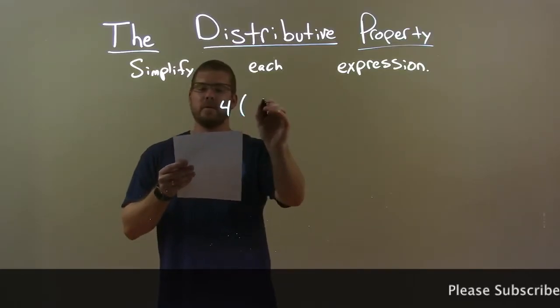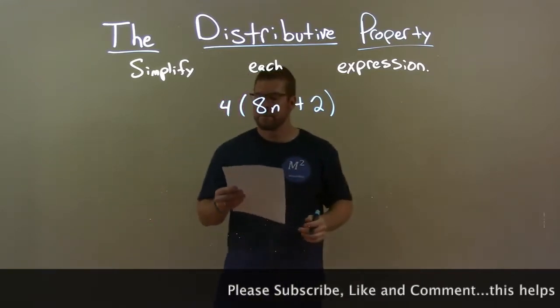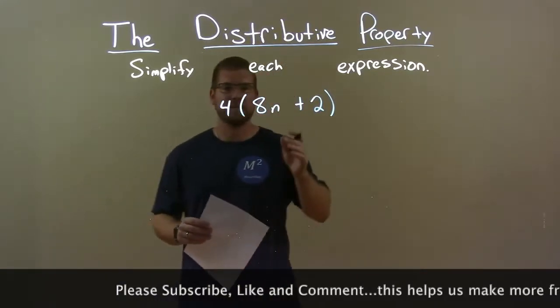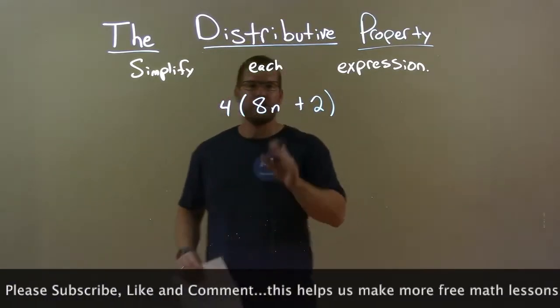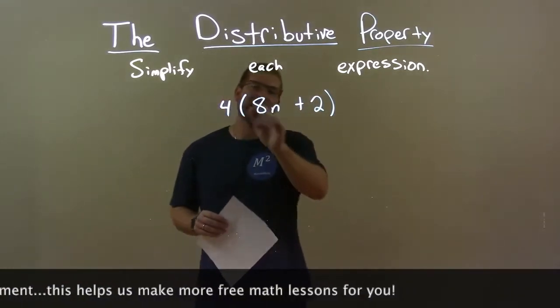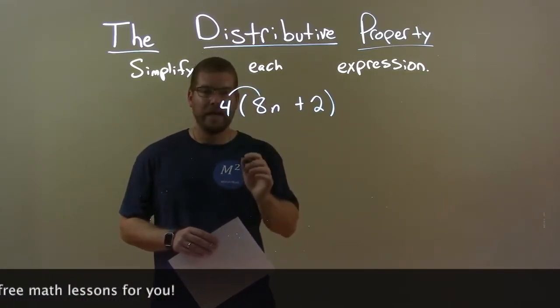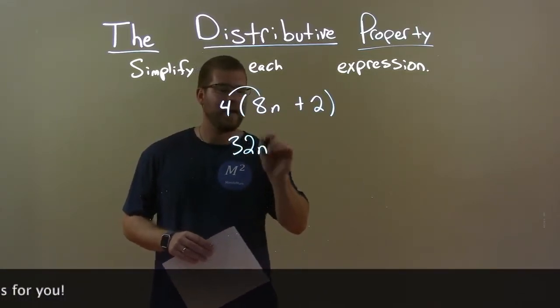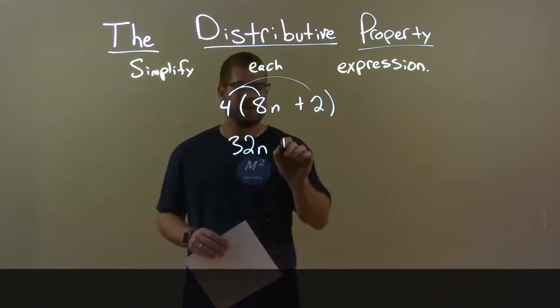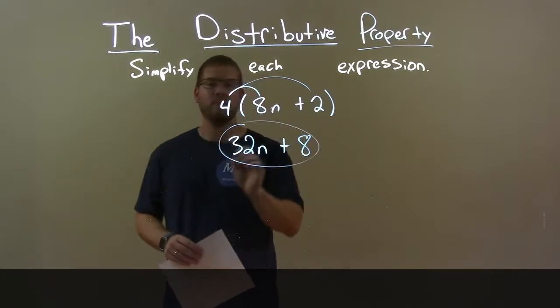4 times (8n plus 2), okay? Well, first thing here, inside parentheses, nothing I can simplify, okay? So then from there, I need to distribute the 4, okay? 4 to both parts. Well, 4 times 8n is a 32n, and a 4 times a 2 is an 8. And so my final answer is just now 32n plus 8.